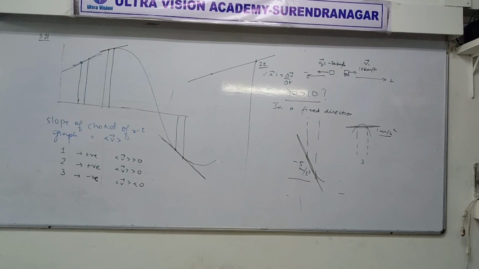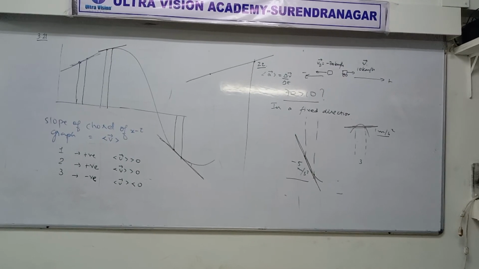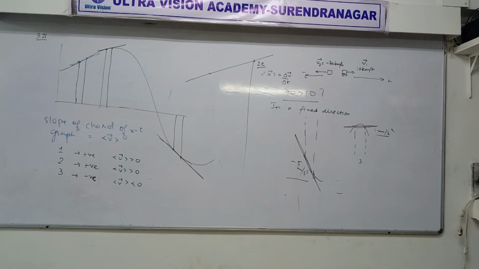In which interval is the average speed greatest? Where is the speed more in general? Look at the graph carefully. Where is the speed more? In third. Yes or no? Yes. Sure? Yes. Okay. Then something else is also asked.